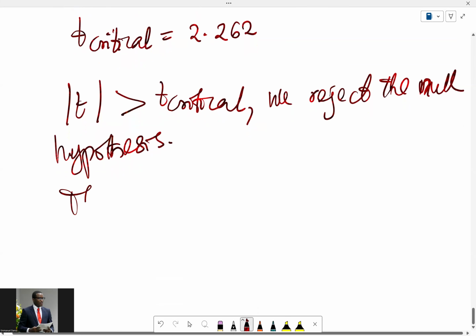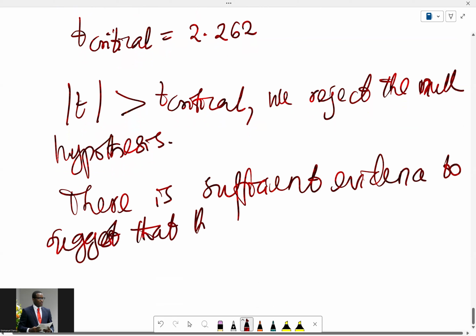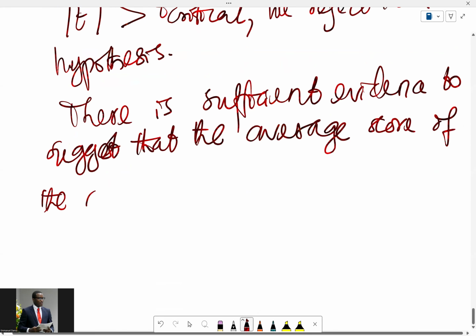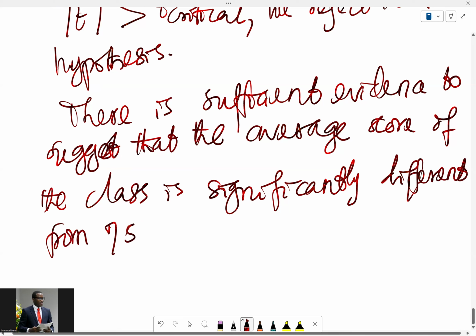So we see that there is sufficient evidence to suggest that the average score of the class is significantly different from 75. So how do we conclude?